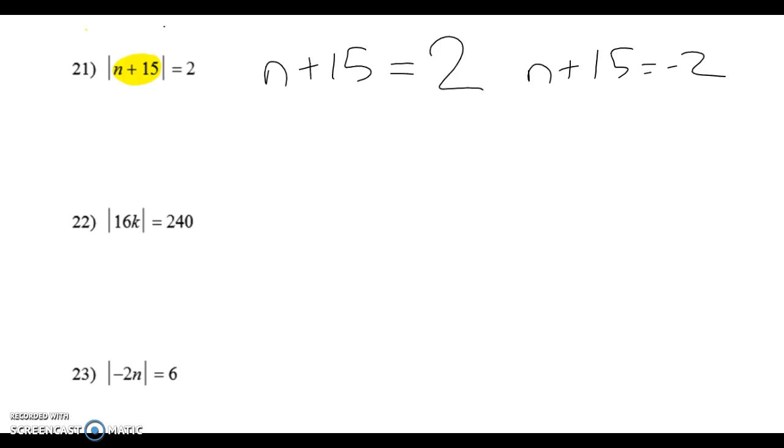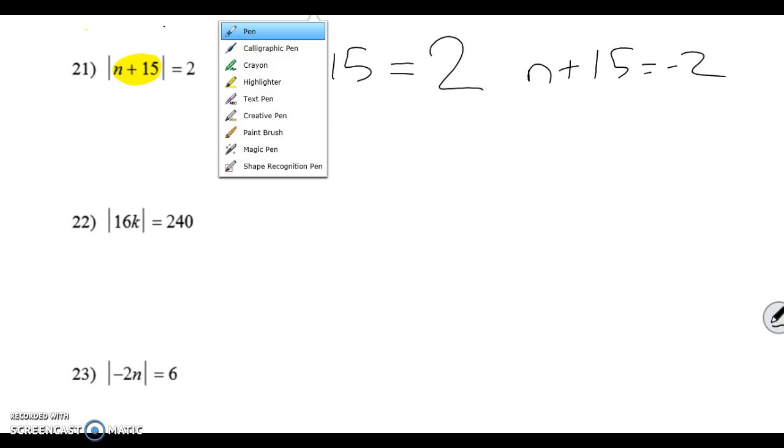All right, everybody. This is the absolute value packet that we're continuing from yesterday. This is page 4, and we're at the top. Number 21 should already have some highlighting. If you don't have highlighters, go ahead and hit pause and then get the highlighters. I'll wait. Okay, so now we're on number 22, and I see the absolute value of 16K equals 240.